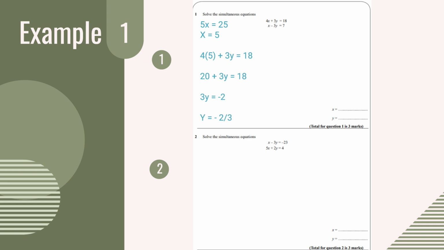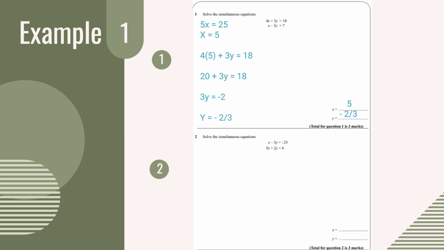Now, we sub x back into the equation, so we do 4(5) + 3y = 18. If you want, you could have done the second equation, they both work the same way. So here we then get 20 + 3y = 18, meaning 3y = -2, meaning y = -2/3. So we then write x = 5 and y = -2/3.